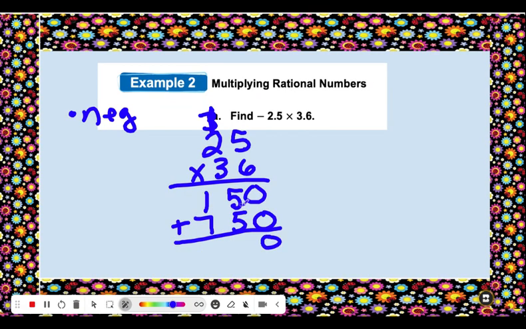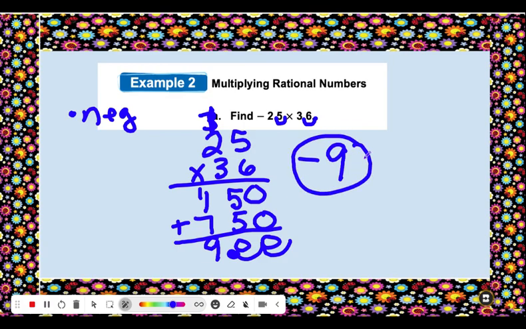0 plus 0 is 0. 5 plus 5 is 10. Carry the 1. 7, 8, 9. And now we move our decimal 2 places to the left. So we said our answer is going to be negative, and negative 9.00 is -9.